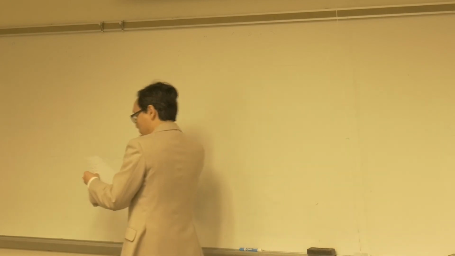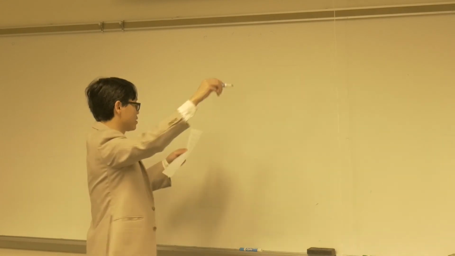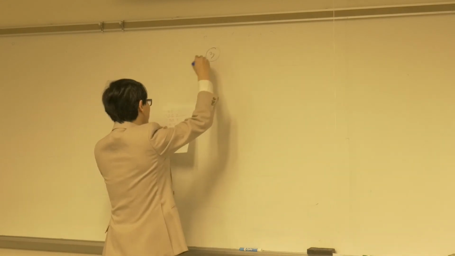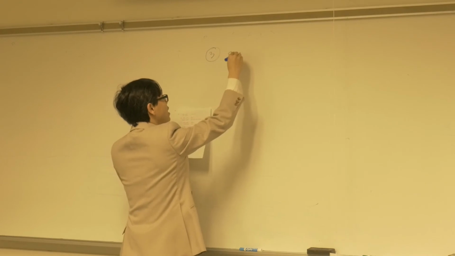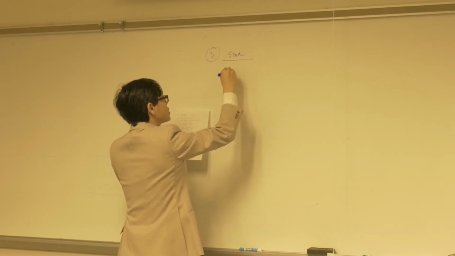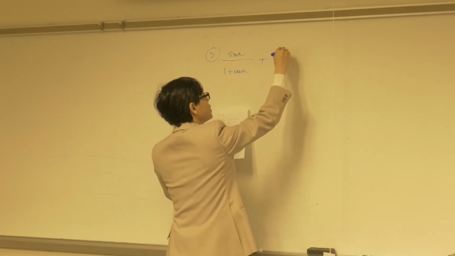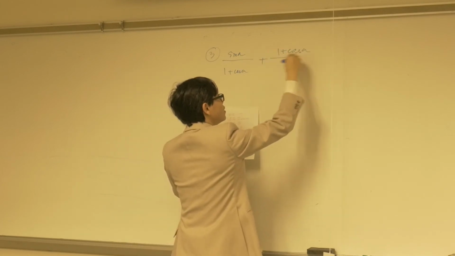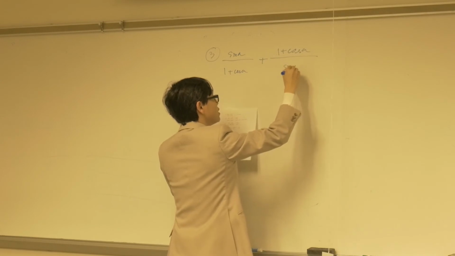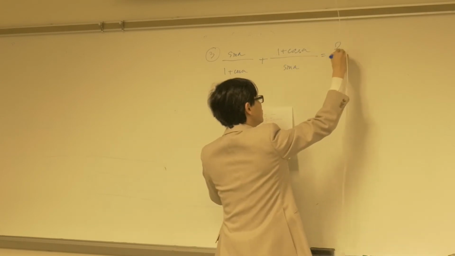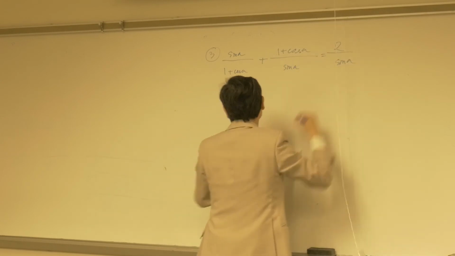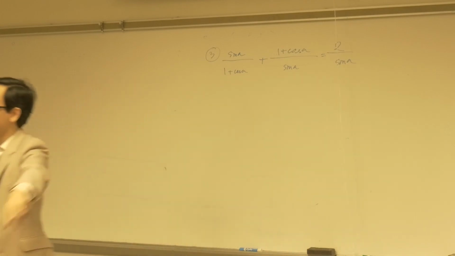Group number 2. Oh, this is good. Group number 3. Let's do group number 3. Right. Group number 3, you do this. Sine A over 1 plus cosine A plus 1 plus cosine A over sine A equal to sine A. That is for that group.